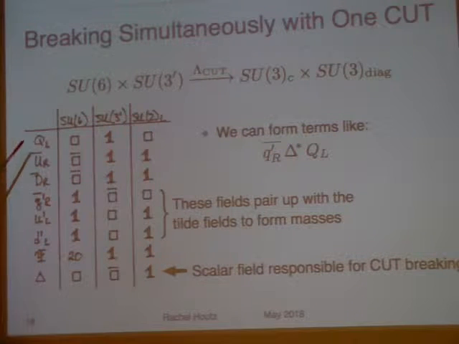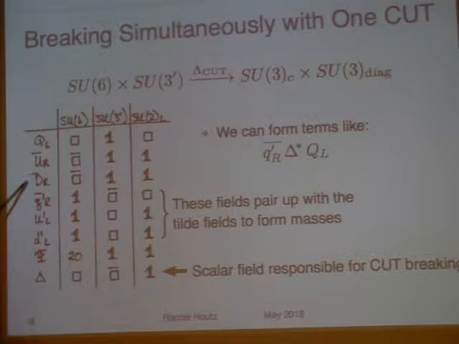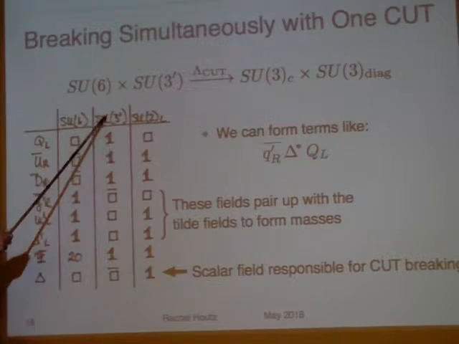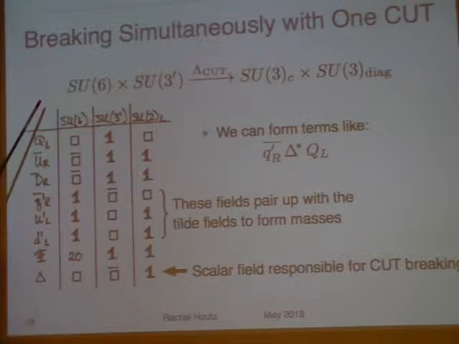So we introduce, above the cut breaking scale, SU6 and SU3 prime. And so we have these 6 split fields that have living inside them the tildes that we don't want. And now we've introduced this new prime matter content, which sort of mirrors the 6 splits, except they're charged under prime. And then we still have the massless quark, and we've introduced this scalar delta that's responsible for this full color unification breaking.